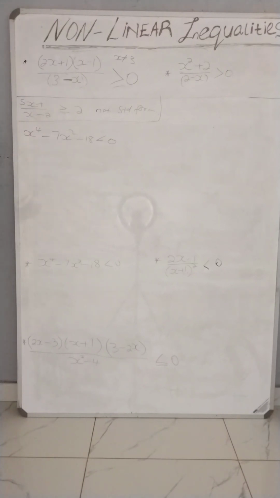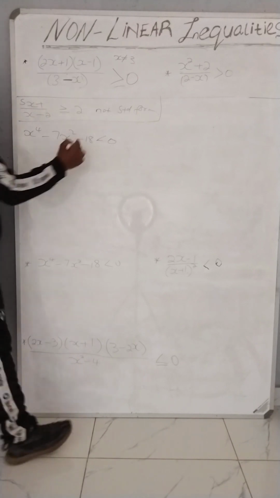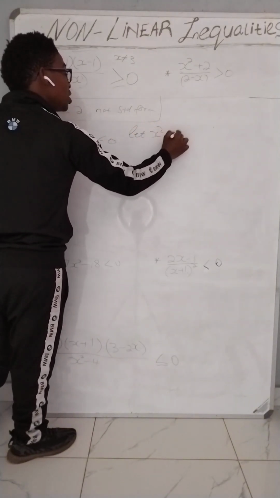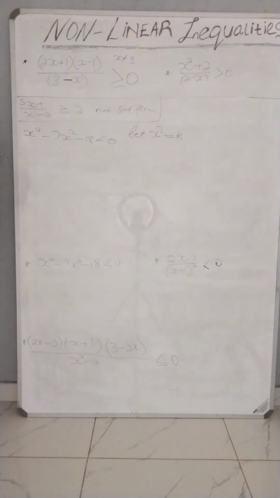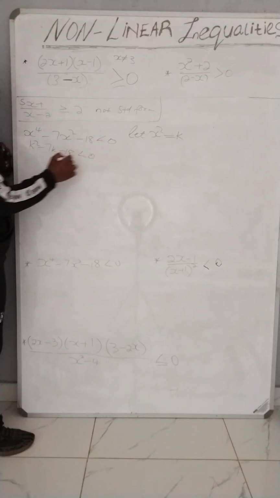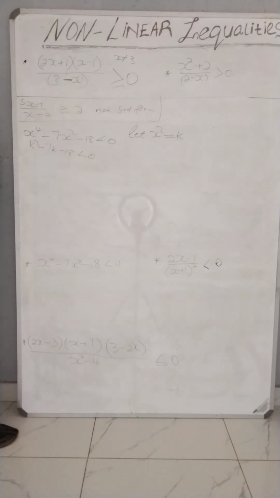as most of us are used to x squared, and then we factorize this. If you ever find yourself confused, you can just say let x squared be k. Right, therefore x to the power 4 will be k squared, so k squared minus 7k minus 18 is less than 0, so that you can be able to factorize it.